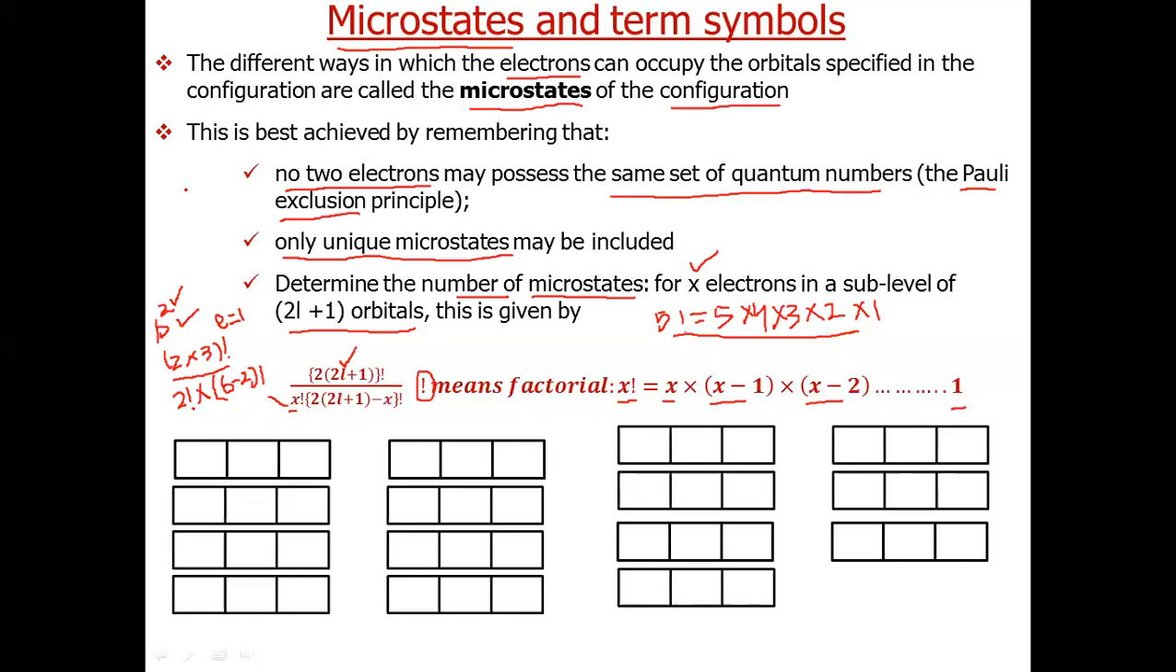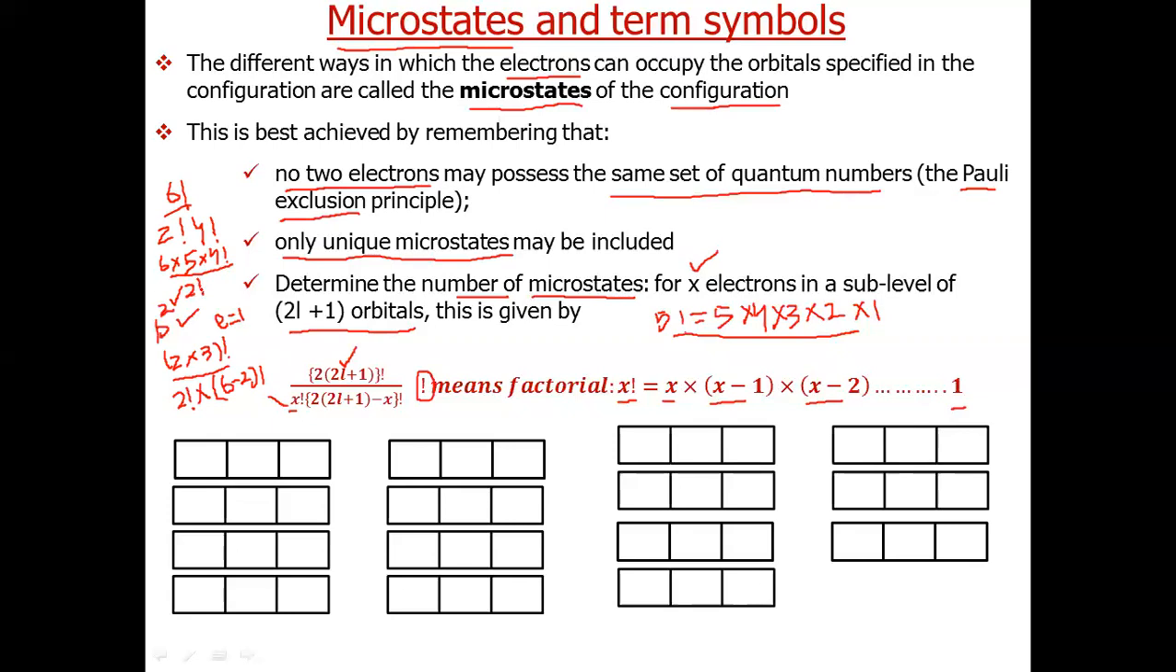Now 2 into 3 is 6 factorial divided by 2 factorial multiplied by 4 factorial. Now 6 factorial can be written as 6 into 5 into 4 factorial, divided by 2 factorial into 4 factorial.